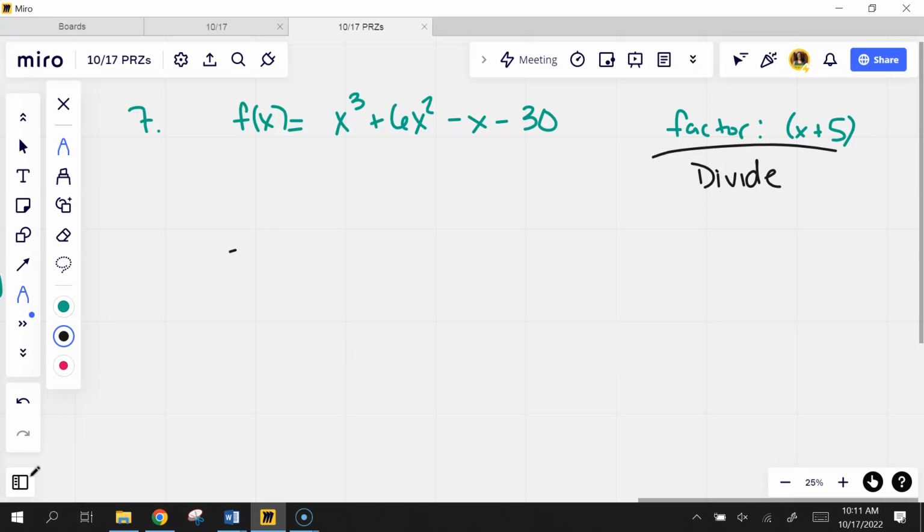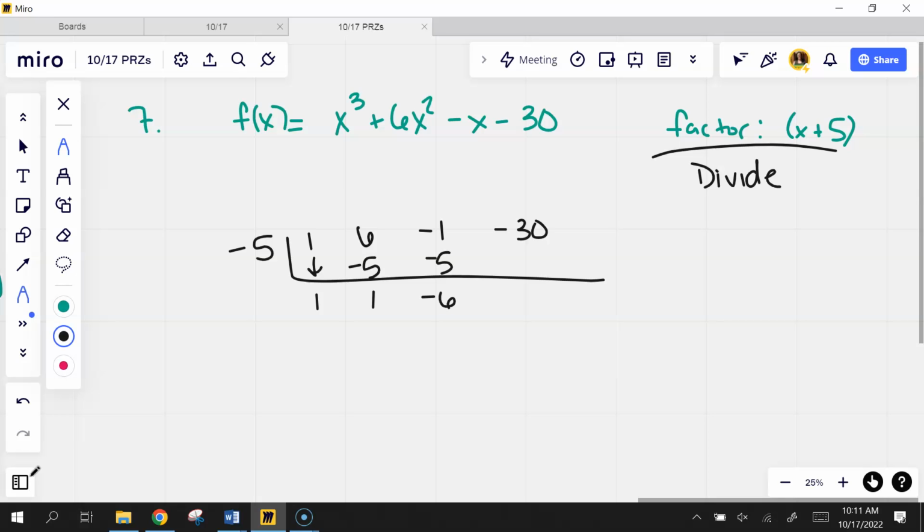So outside, I put a -5. Remember placeholders? How will I know if I've done this correctly? That's exactly right. If you don't get a 0 in that very last column, you have done something wrong, because literally the problem said, hey, this is a factor, and by definition, that means if you divide, you get no remainder. Everybody okay there? All right.